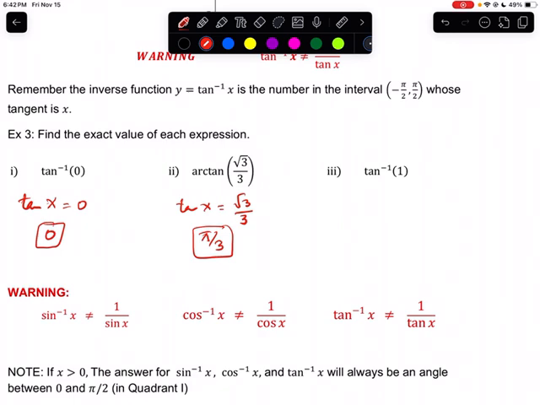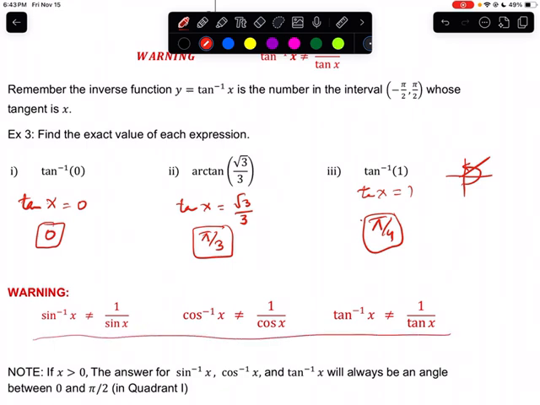Next is tangent inverse of 1. So again, tangent of x is equal to 1. Which angle is it? You have to have it in here. So it means it will be in the first quadrant because tangent is positive, so we get x is equal to pi over 4. Okay, again the same warning that has been mentioned before.